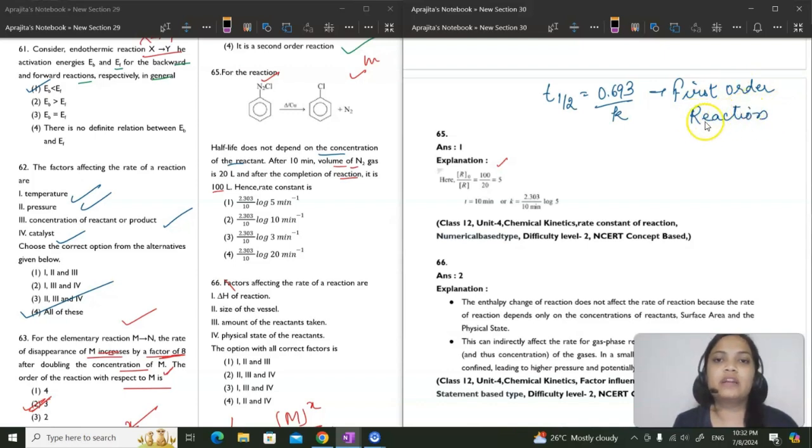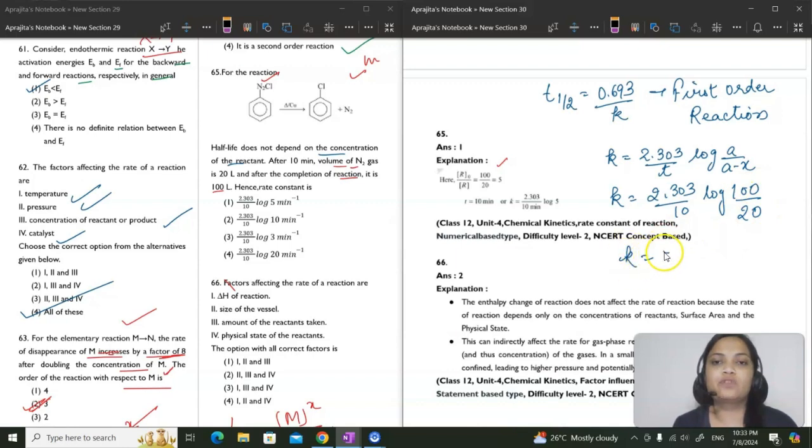So from here I get to know that the reaction is a first order reaction. If it's a first order reaction, I'll apply the equation K is equal to 2.303 upon t log of a upon a minus x. Let's say the initial value is 100, and after 10 minutes it is 20 liters. So K will be equal to 2.303 upon 10. In 10 minutes it's changing from 100 to 20, so 100 divided by 20 comes out to be log 5. So it's 2.303 upon 10 log 5 per minute. Okay. So yes, the answer is going to be option number 1.